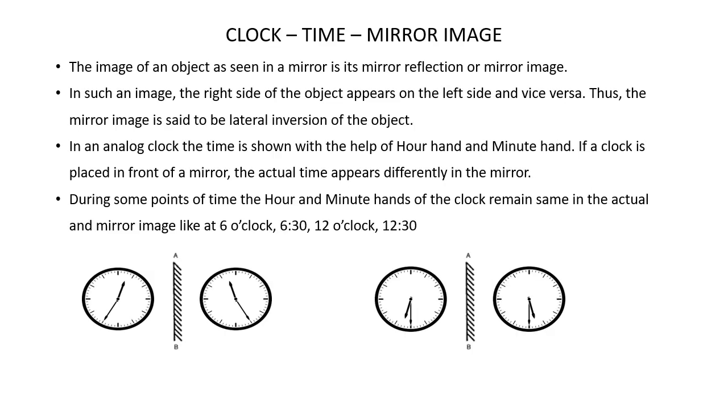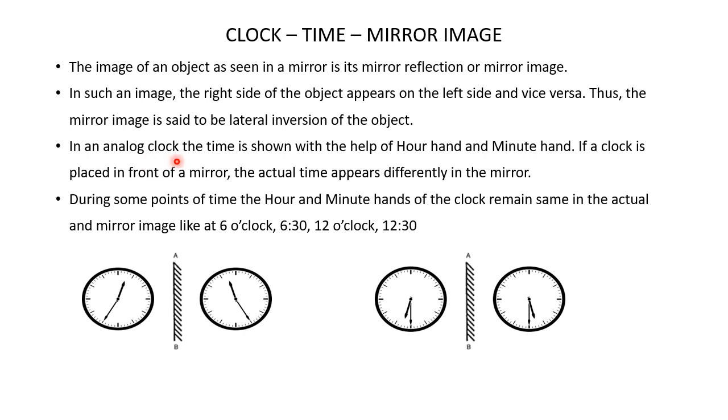The next topic that we have to learn under clocks is mirror image. So what is a mirror image? The image of an object as seen in a mirror is its mirror reflection or mirror image. In such an image, the right side of the object appears on the left side and the left side of the object appears on the right side. Thus, the mirror image is said to be the lateral inversion of the object.